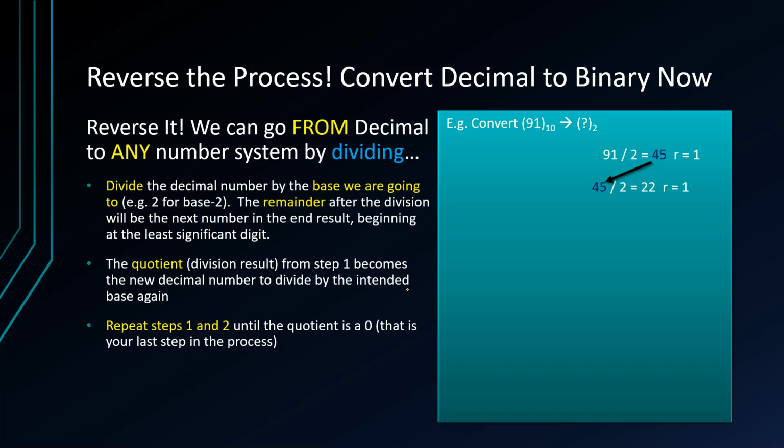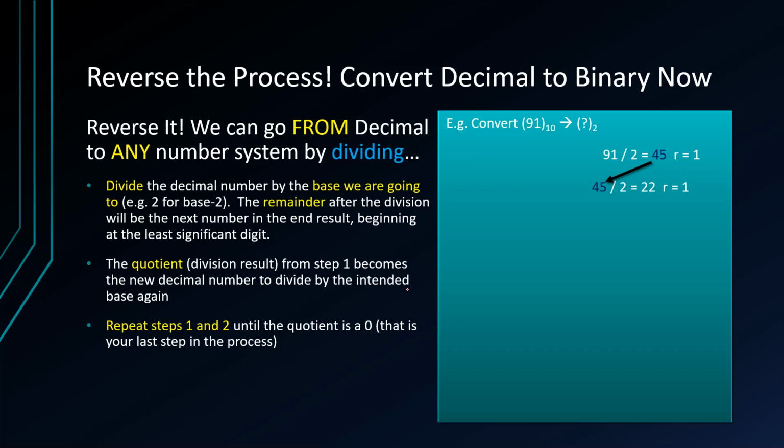Well, what is the end? Well, you'll see. So the end is whenever our quotient is a value of 0. Our quotient, the result of the division. And that is going to be our last step in the process. That step counts. We don't ignore that step. But that is when we are done, when the quotient is a value of 0. So we're going to go again.